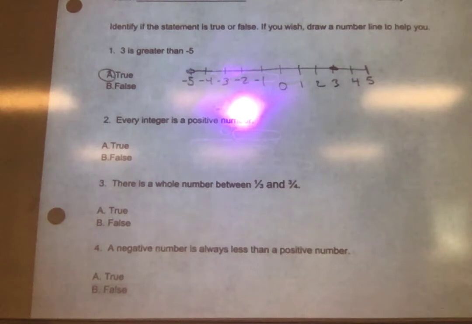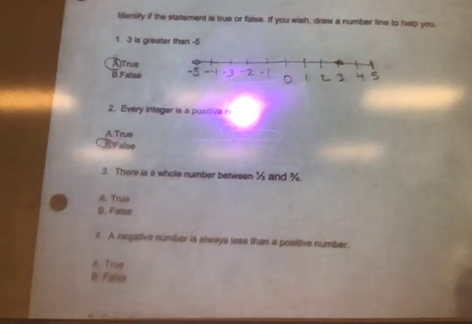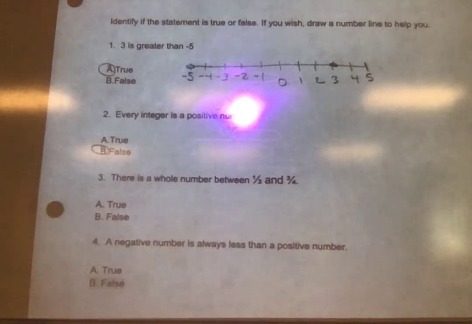Number 2, every integer is a positive number. So we have to know the definition of the word integer. We know an integer is a whole number or its opposite. So numbers like 0, 1, 2, 3, 4, 5, and then their opposites, like -1 is the opposite of 1, -2 is the opposite of 2, and 3 and -3, and so on. So is every integer a positive number? That would be false, because it's those counting numbers or whole numbers and their opposites. So that would be a false statement. Every integer is definitely not positive. They can be negative.